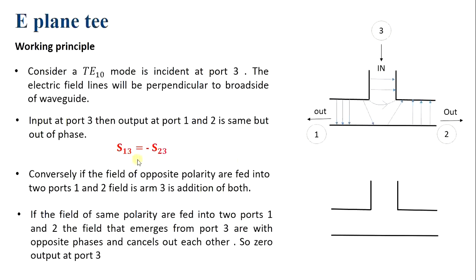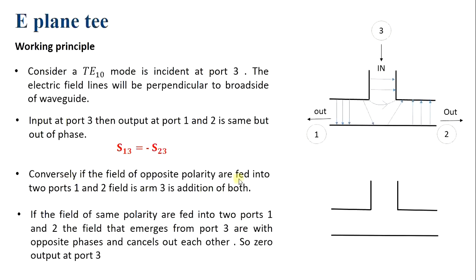We can say from the figure that if we feed input at port 3, we get output at port 1 and port 2. You can see the magnitude is the same, but they are out of phase. So we can write S13 is equal to minus S23.